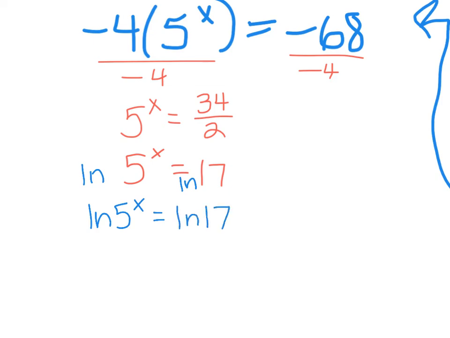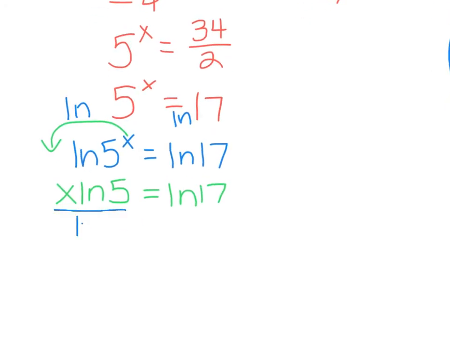Okay. And then the x comes to the front here. I'd get x times ln of 5 equals ln of 17. And when I want to get x on the side by itself, I just divide both sides by ln of 5.